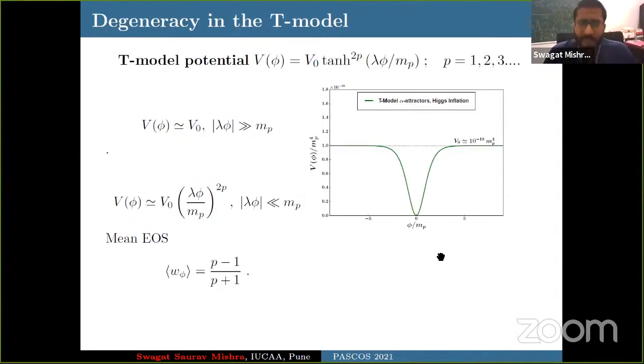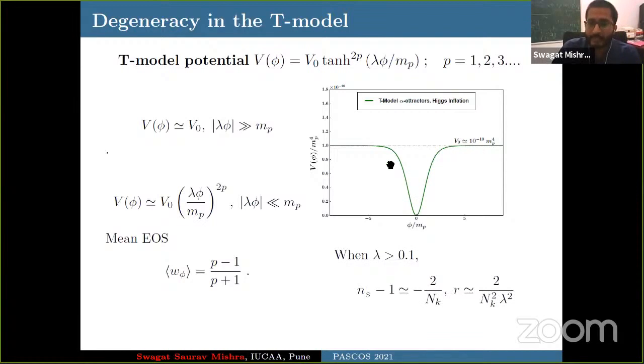So the T model of alpha attractor has a very simple potential, which is tanh to the power 2p, where this p could be 1, 2, 3, or any integer. And this has a very simple symmetric potential with two asymptotically flat wings and a minimum for preheating.